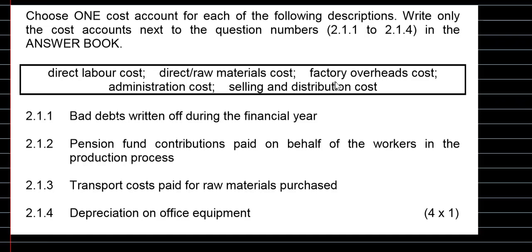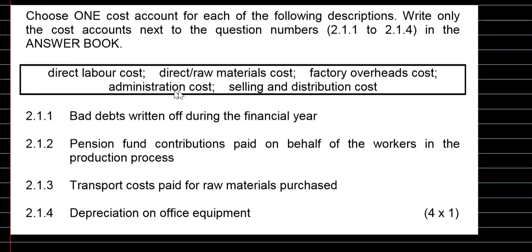So let's go to factory overheads cost. These are the additional costs other than direct material cost and direct labor cost. So for example, you can have your insurance, you can have your rent. Those are the factory overheads. Insurance paid for the building, insurance paid for the car that is used in the production. So those are the additional costs that we find. Those are called factory overheads cost.